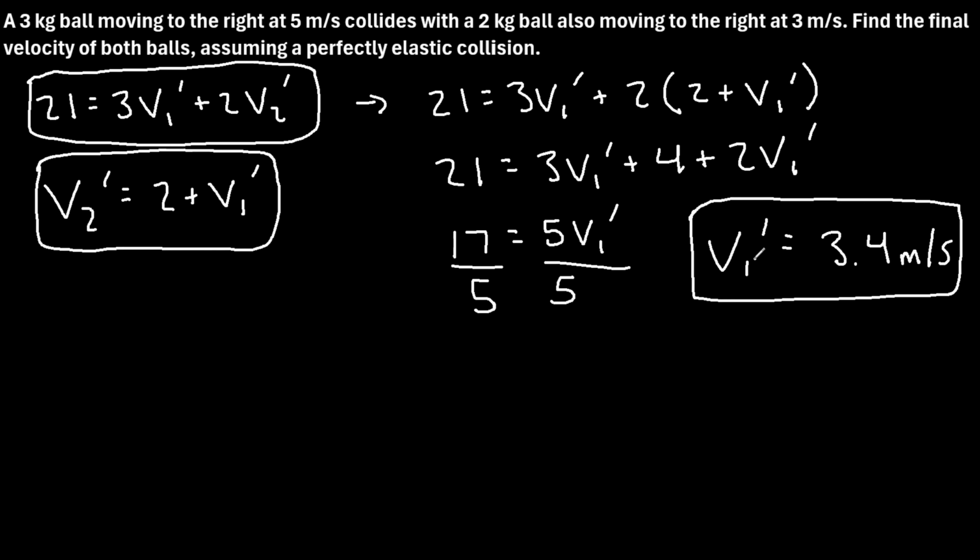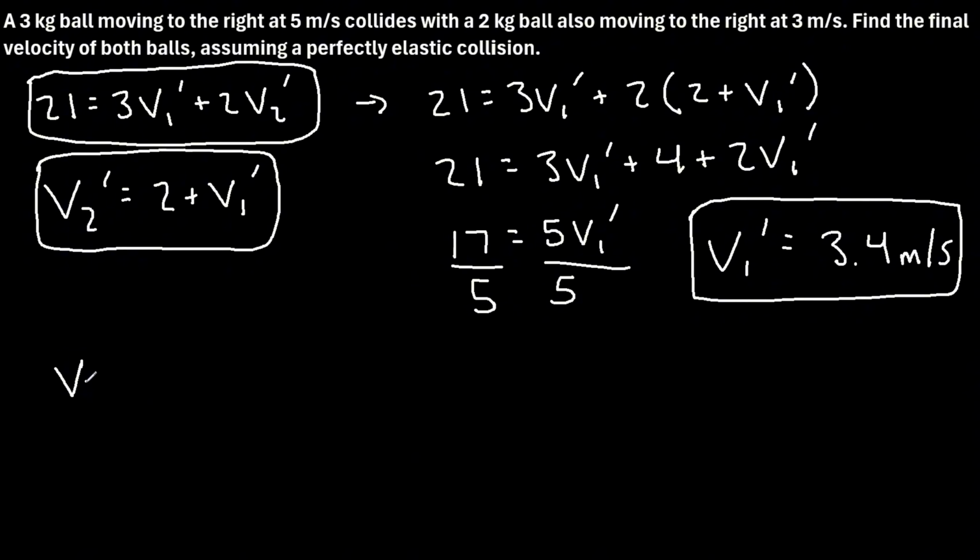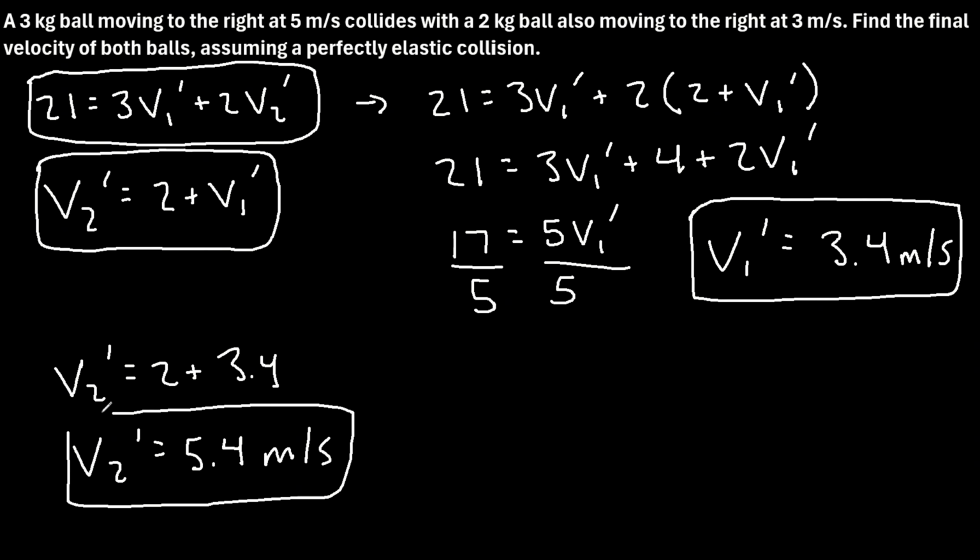Now to solve for the final velocity of the second ball, we can just take this value and plug it in for v1 prime into the second equation that we had. So v2 prime is equal to 2 plus 3.4, which is 5.4 meters per second. This is the final velocity of the second ball after the collision. That will be our final answer to this question. Those are the two velocities of both balls after the collision.